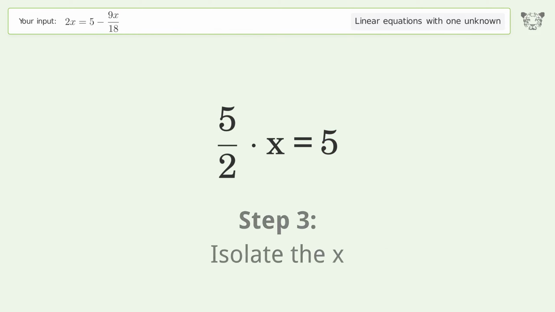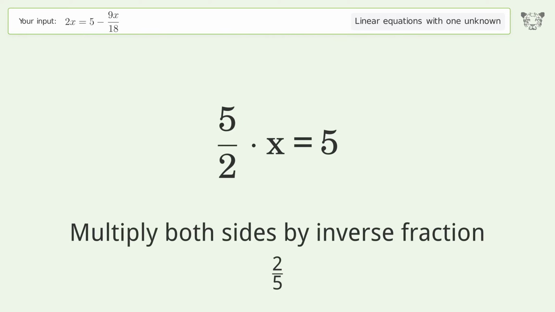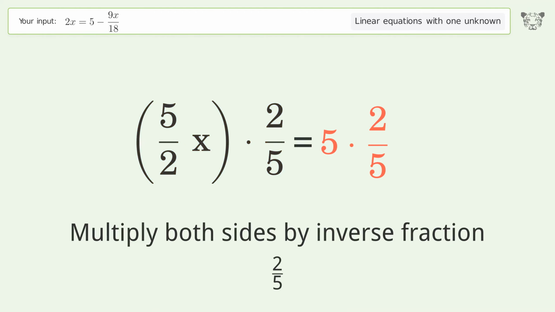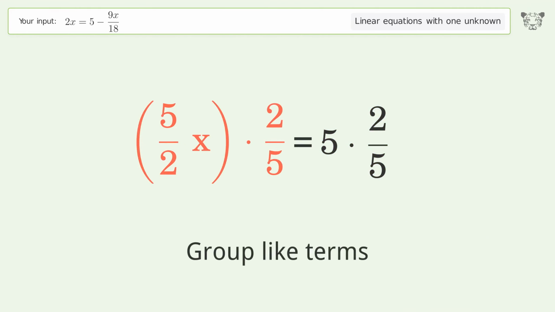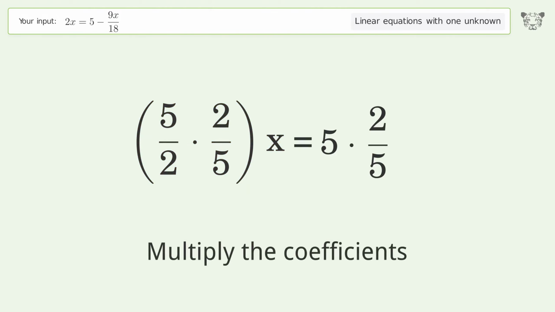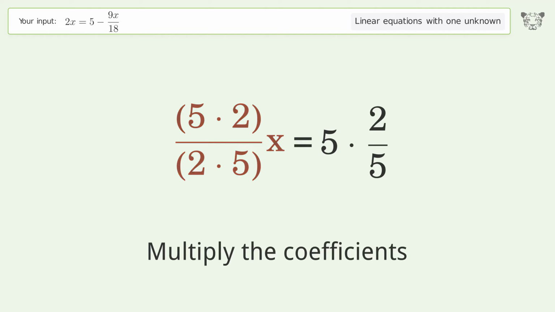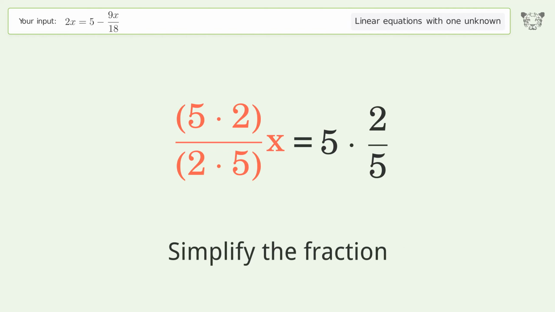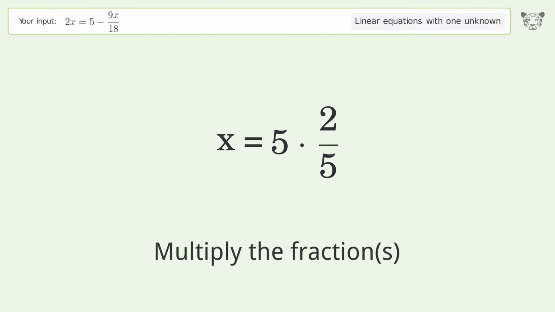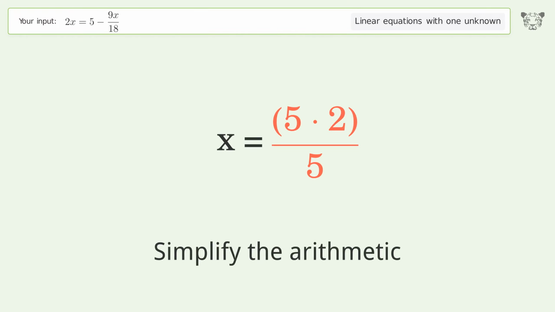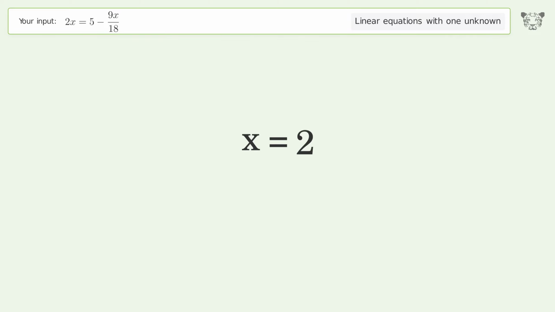Isolate the x. Multiply both sides by inverse fraction 2 over 5. Group like terms. Multiply the coefficients. Simplify the fraction. Multiply the fractions. Simplify the arithmetic. And so the final result is x equals 2.